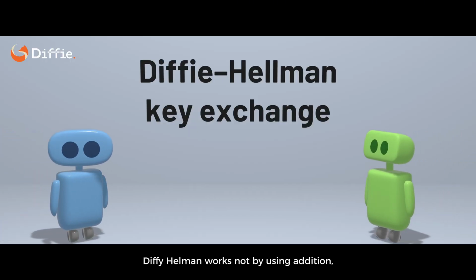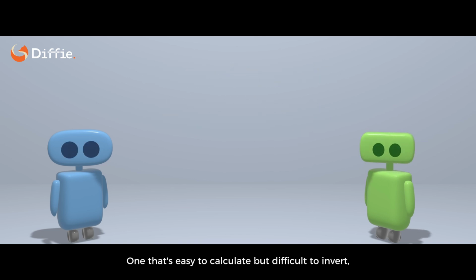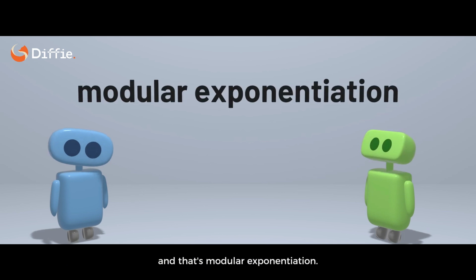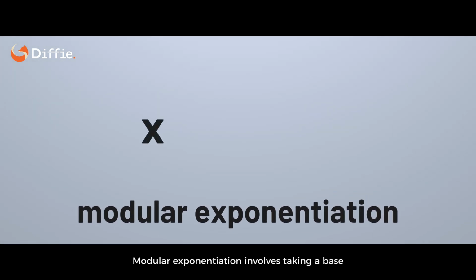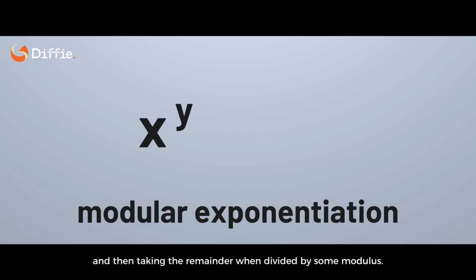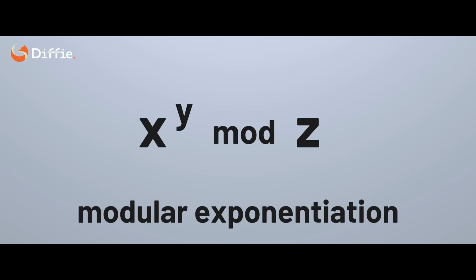Diffie-Hellman works not by using addition, but by using a different operation, one that's easy to calculate but difficult to invert, and that's modular exponentiation. Modular exponentiation involves taking a base and raising it to the power of an exponent, and then taking the remainder when divided by some modulus. For example, consider raising 3 to the 4th power modulo 19.